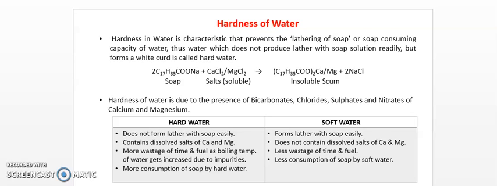Due to the presence of impurities in hard water, it takes more time and fuel to reach its boiling point. But in the case of soft water, consumption of time and fuel is very less. More soap is required when we use hard water and less soap when using soft water. So this is the basic difference between hard water and soft water.